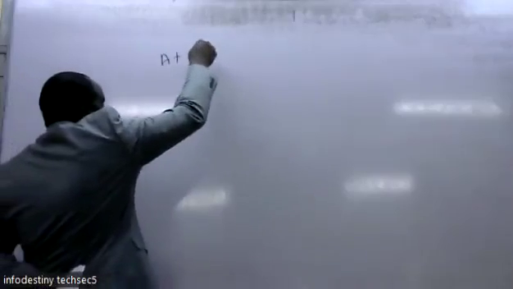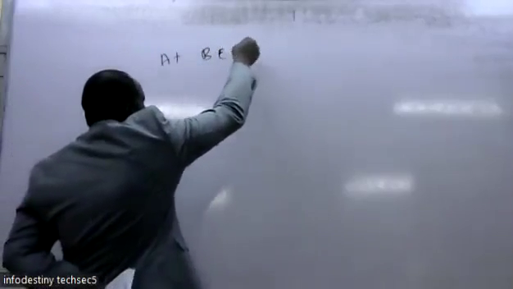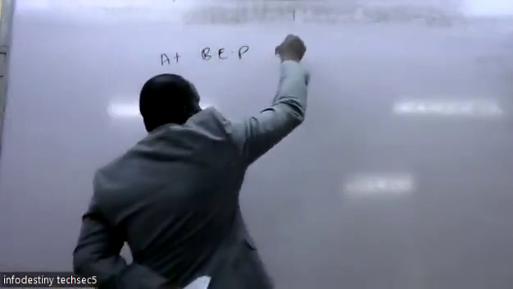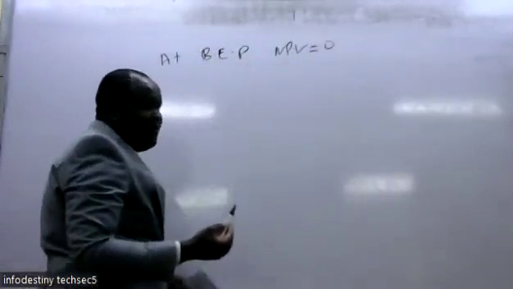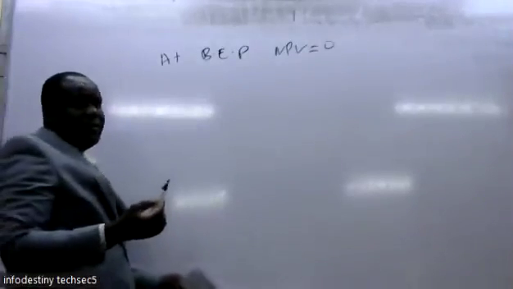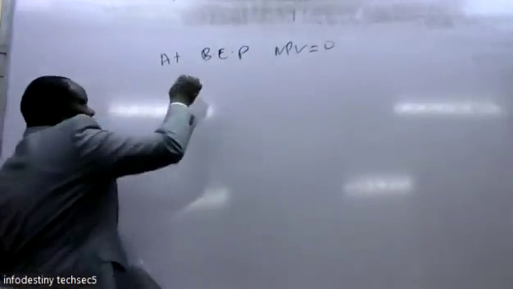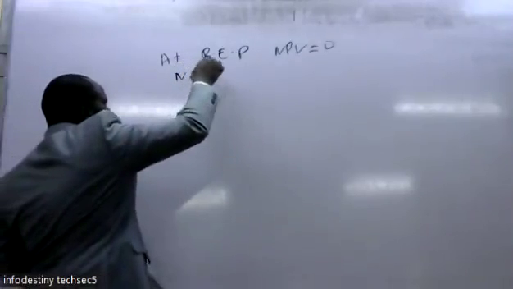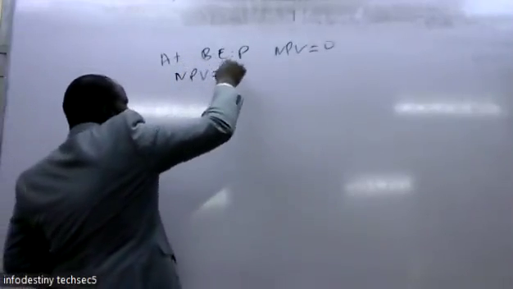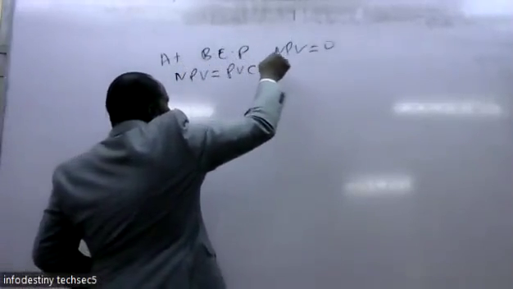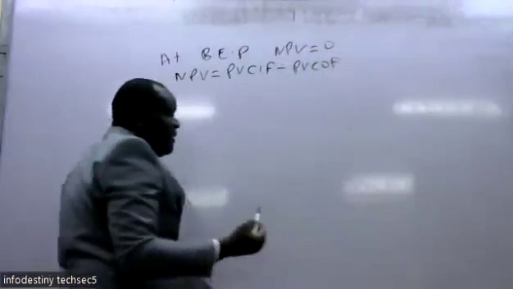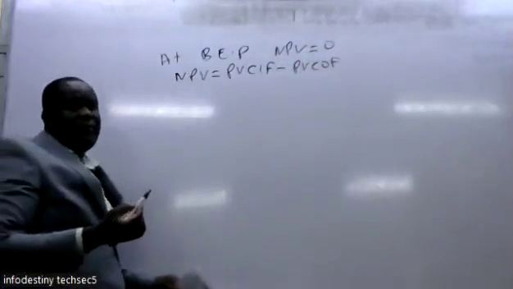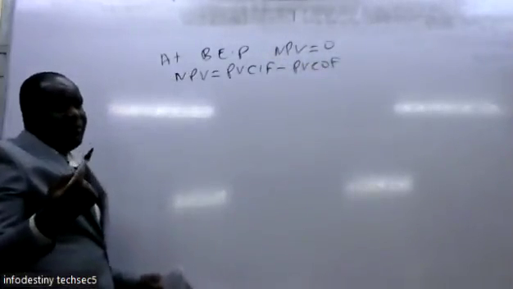So at break-even point, NPV should be equal to 0. Then we also know that NPV is given by the present value of the cash inflows minus the present value of the cash outflows.